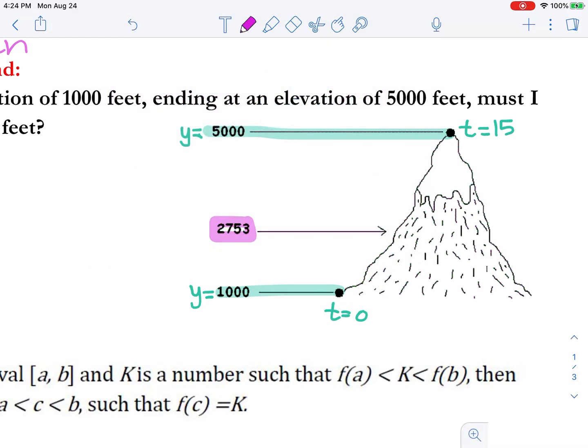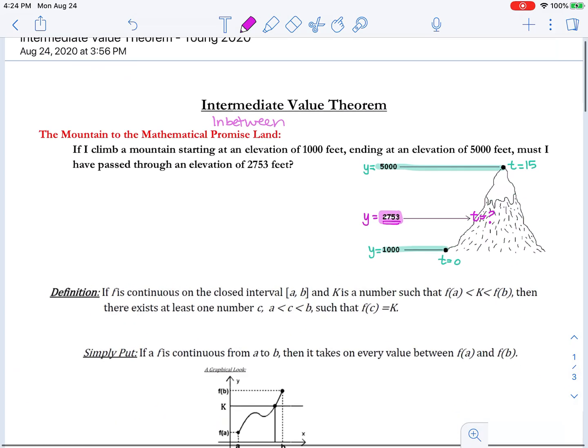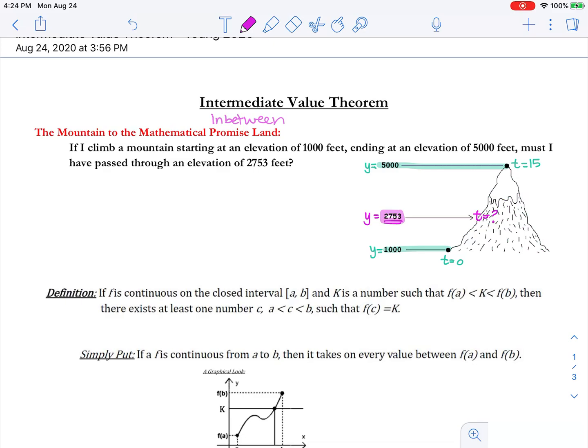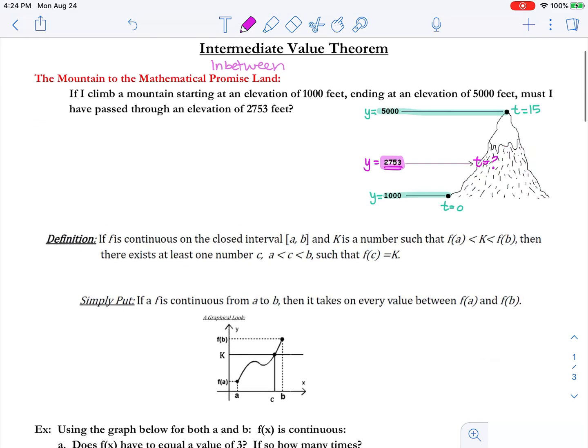I'm wondering at what time, so at what x value, there's got to be some time that I pass through this y value. That just logically makes sense, right? So now let's associate that with math.